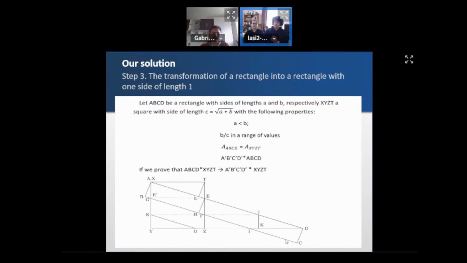And we show that we split them into different polygons that can be shown to be congruent. For example, on this image, the polygon EFIKJ is the same as GNOZF. And for every polygon that we cut ABCD into, it has a correspondent in the polygons of X, Y, Z, T.